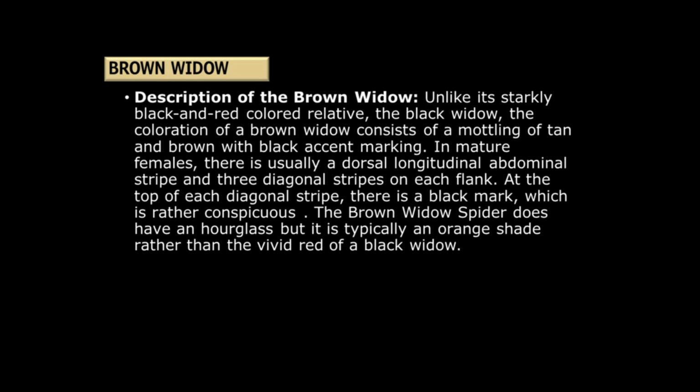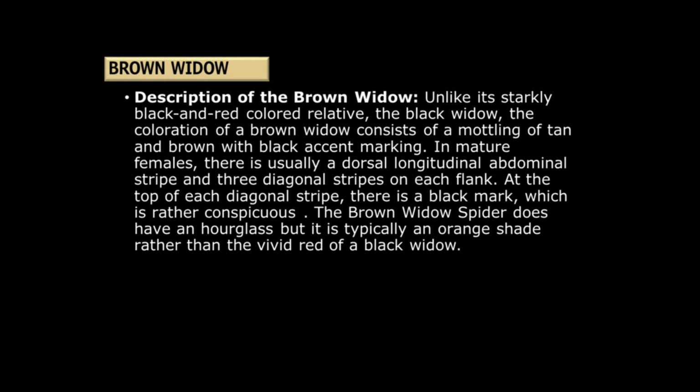Continuing our discussion of the brown widow, talking about the description of the brown widow, unlike its starkly black and red colored relative, the black widow, the coloration of a brown widow consists of a mottling of tan and brown with black accent marking. In mature females, there is usually a dorsal, longitudinal, abdominal stripe and 3 diagonal stripes on each flank.